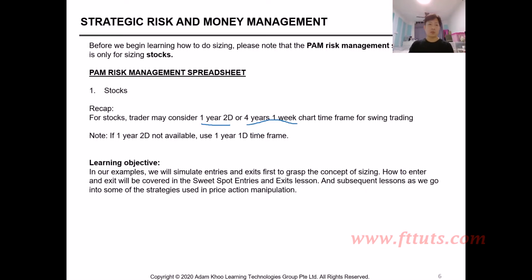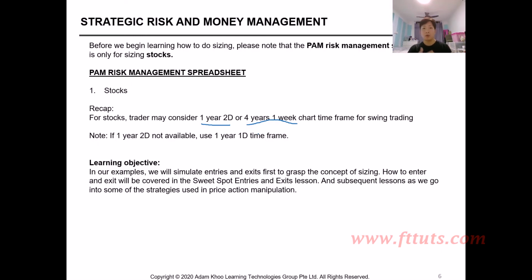If you have not watched the previous video, I did mention that 1 year 2 days is recommended for doing swing trading for stocks because of the gaps. The 1 day chart has too many gaps, so we want to combine some of the gaps into 1 year 2 days. It will be the best because we are looking for distinct strategy structure. We're going to cover more on the strategy structure later in the individual strategy videos.